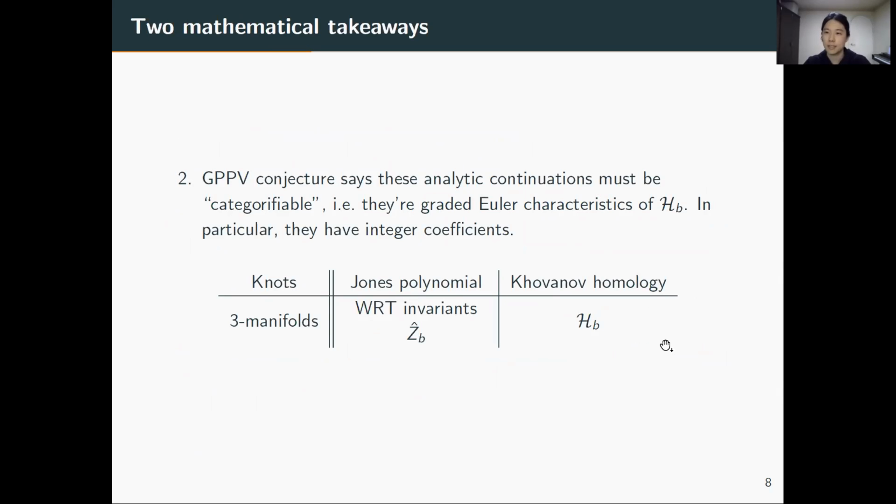Secondly, this conjecture also says that these analytic continuations must be categorifiable, meaning that they are graded Euler characteristics of a certain bigraded vector space, curly H, B. In particular, they have integer coefficients because their coefficients are dimensions of certain vector spaces.